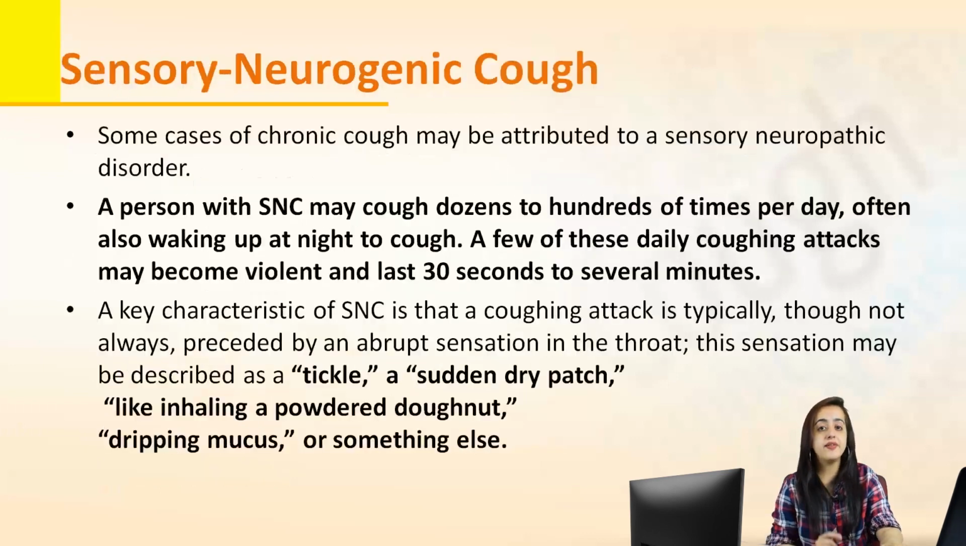Next, we have something called sensory neurogenic cough. Some cases of chronic cough can be attributed to a sensory neurogenic disorder. A person with SNC may cough dozens to hundreds of times per day, and often may wake up at night because of the cough. A few of these coughing attacks may become violent and last for 30 seconds to several minutes.